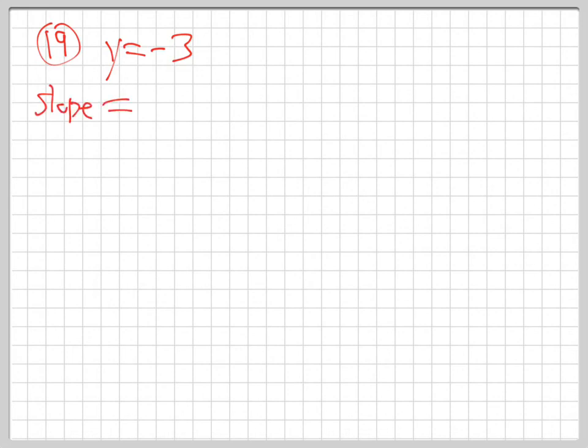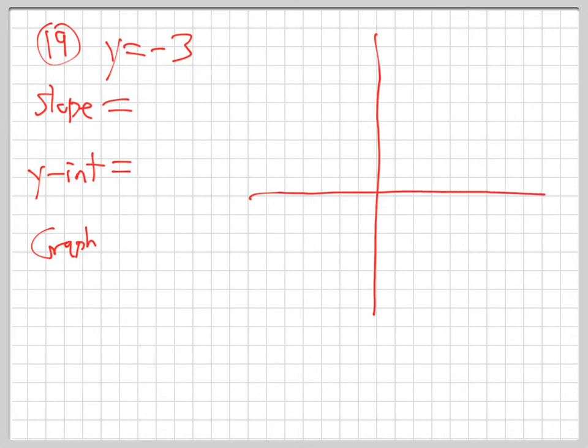They want the slope, they want the y-intercept, and they want the graph. I would start with the graph. I think that'll make life easy. So start with the graph. So y equals, remember this is the x-axis and the y-axis. Y is negative 3, negative 1, negative 2, negative 3. It's right there. It's the line going straight through the y-axis at negative 3. Okay, so it's a horizontal line, isn't it?